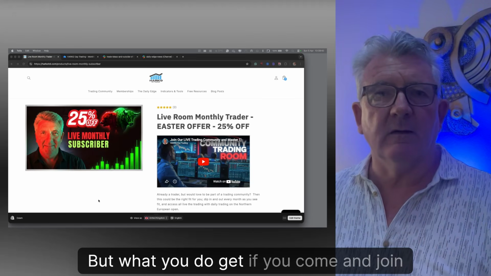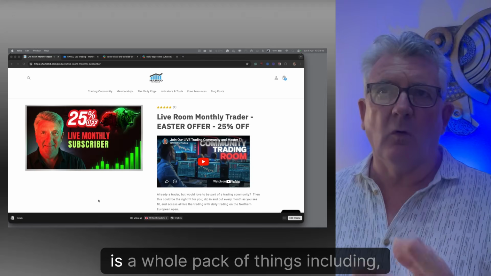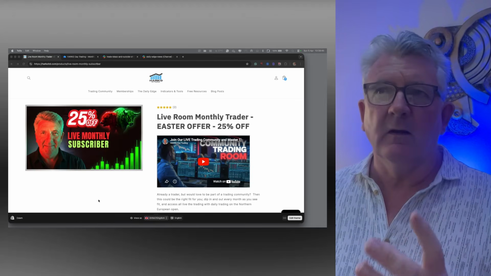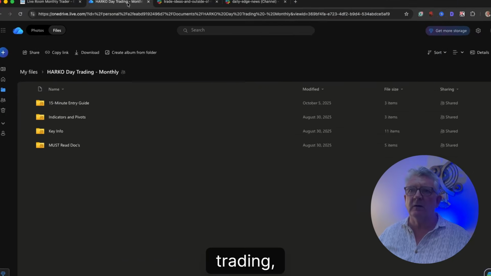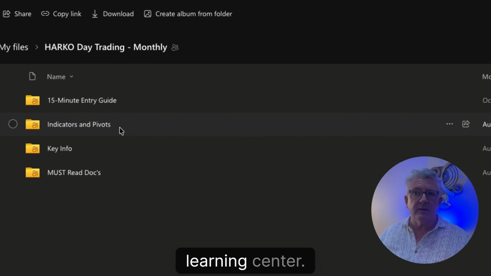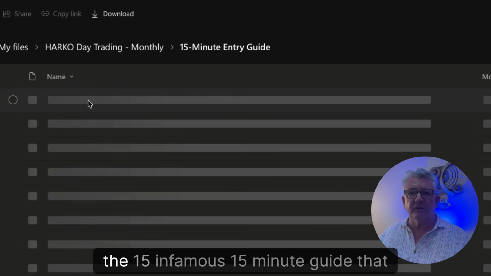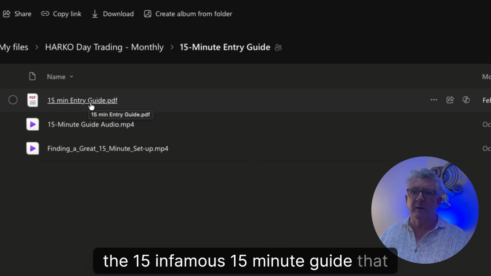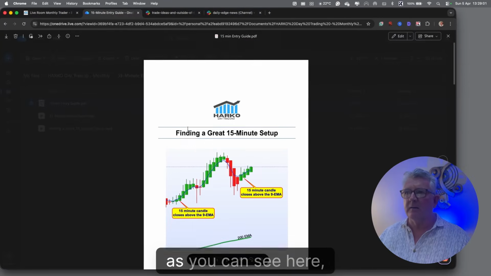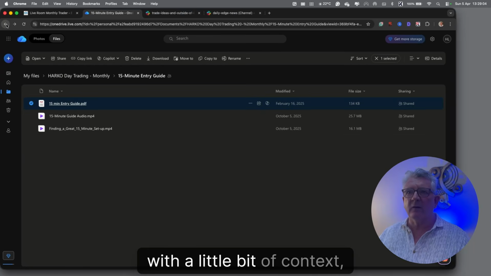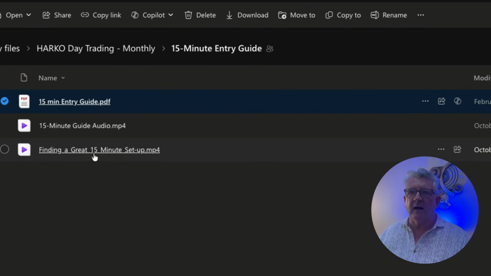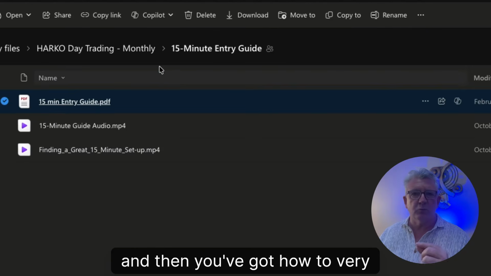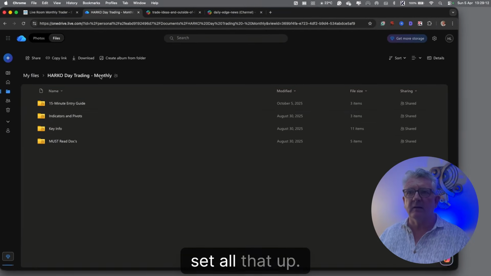But what you do get if you come and join is a whole pack of things, including, we'll just go and have a look here, the day trading learning center. So the infamous 15-minute guide that people might have already. The guide's in there, as you can see here, with a little bit of context. You've got a 15-minute audio guide, and then you've got how to very precisely set all that up.